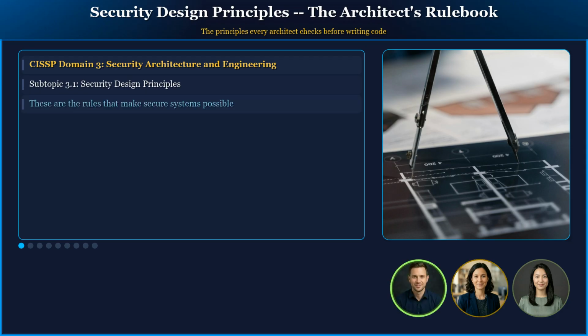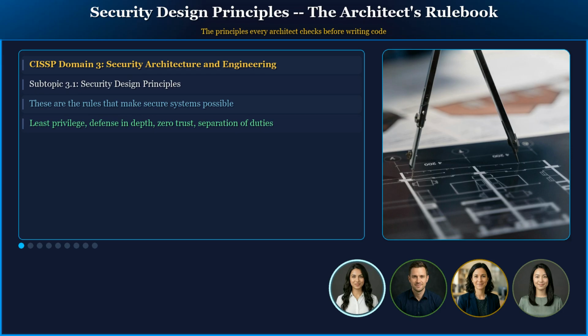Think of these principles as the building codes of cybersecurity. A building inspector does not ask whether a structure looks secure. They check whether it was built according to code. Security architects do the same thing with these principles.